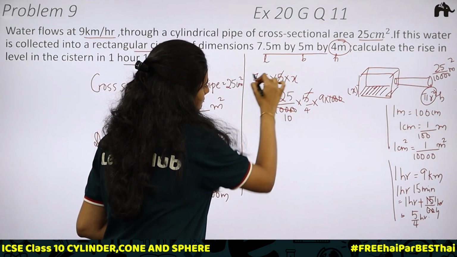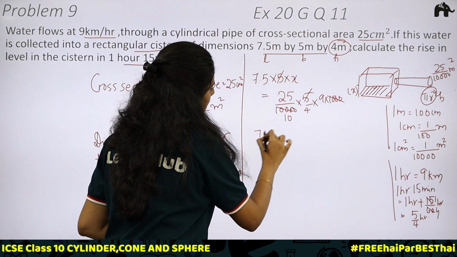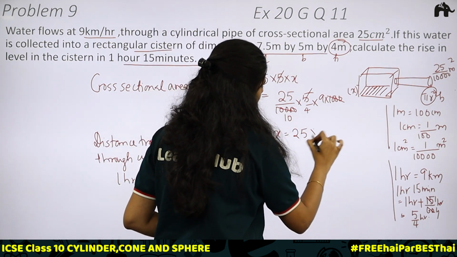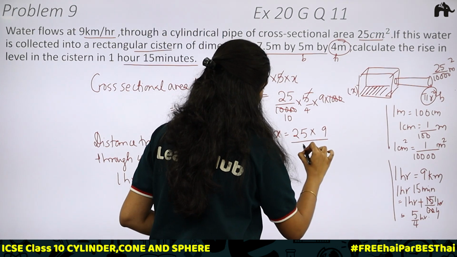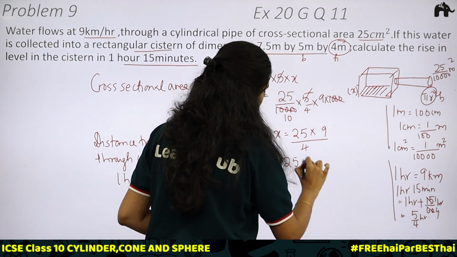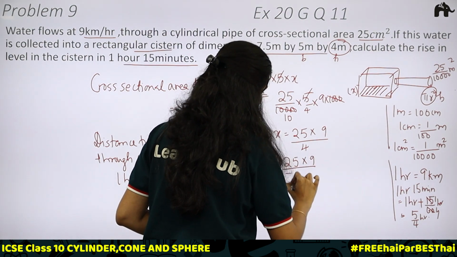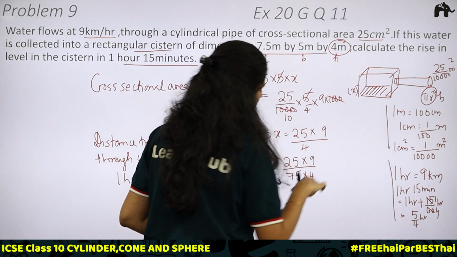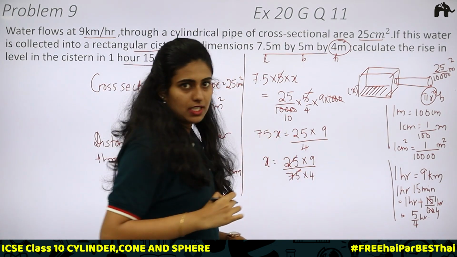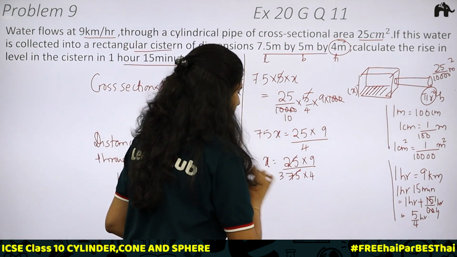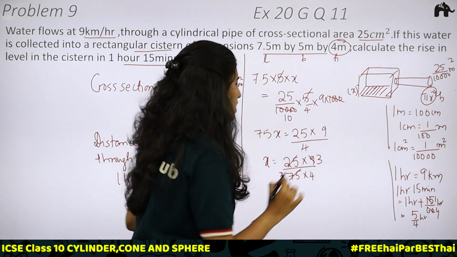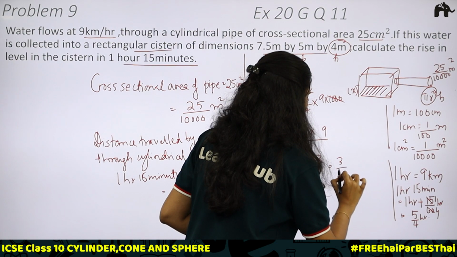10 into 7.5 is 75. 75x is equal to 25 into 9 divided by 4. And x will be equal to 25 into 9 divided by 75 into 4. Okay. 25 and 75 can be cancelled. We get 3 here. 3 and 9 can be cancelled. Again we get 3 here. So it is 3 by 4.